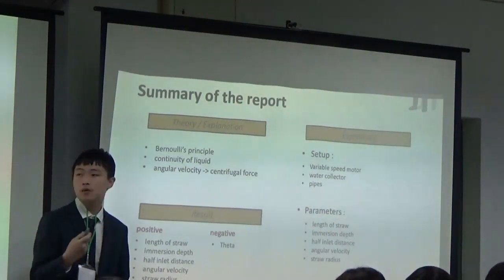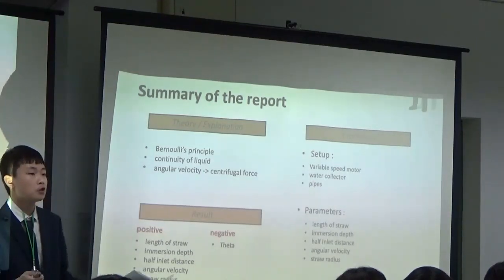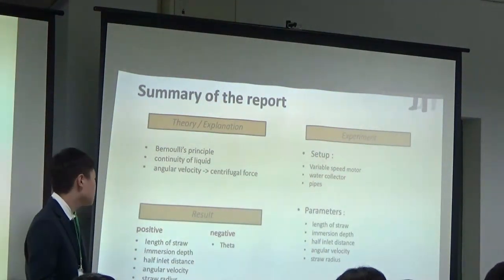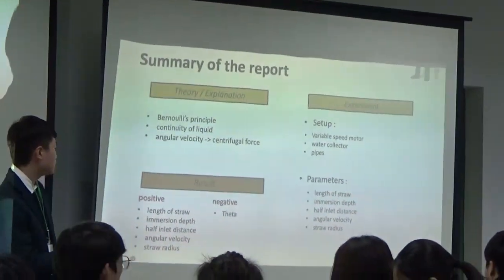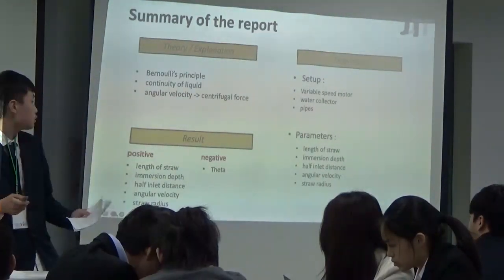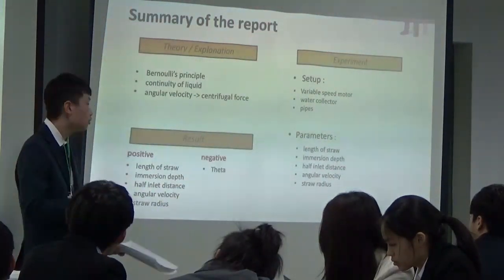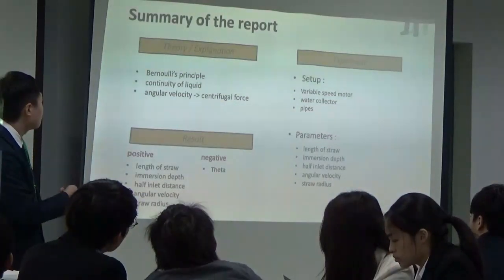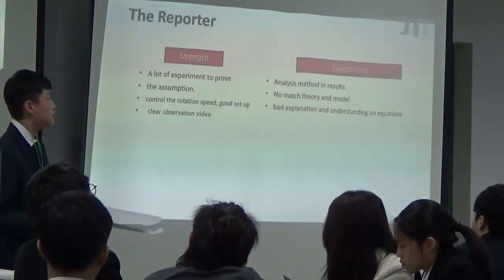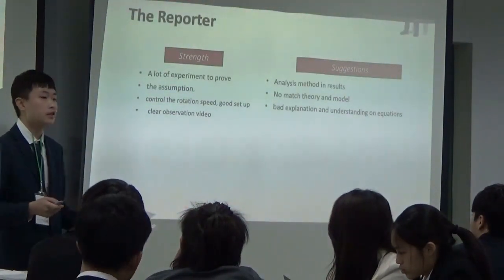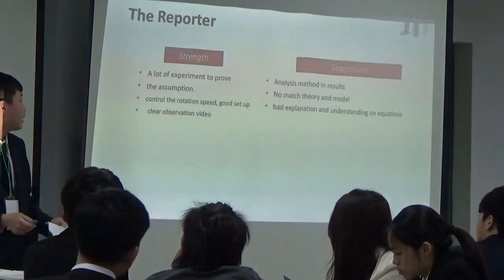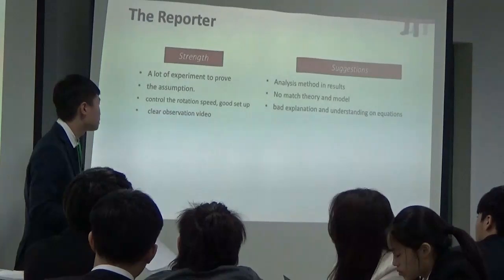As I previously mentioned, they didn't consider the geometry of the pumping straw, which may be one main focus of the problem statement. And as for the results, we consider the positive factors to be the length of the straw, immersion depth, half inlet distance, angular velocity, and straw radius, which cause the pumping speed to increase. The negative part is because of the angle of the straw. And the reporter has a lot of experiments to prove their assumption, their modeling explains this phenomenon quite well, they control the rotation speed in a good setup, and they also have a clear observation video.